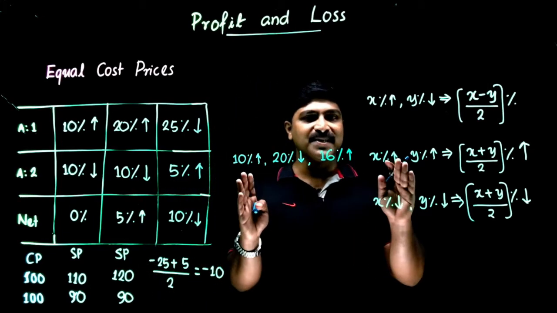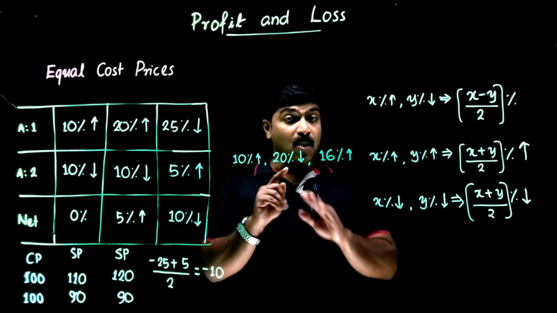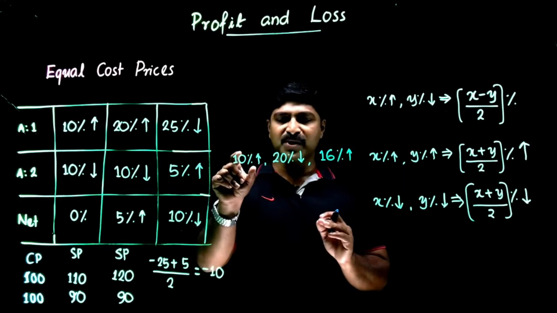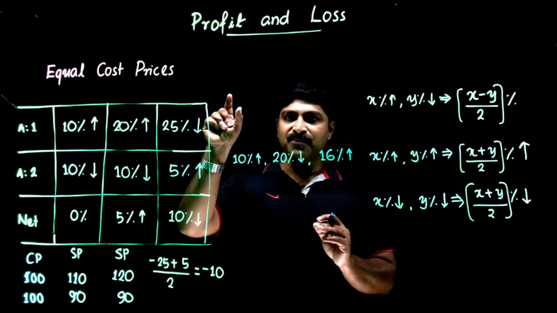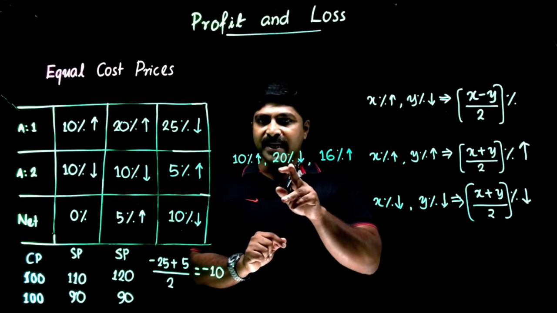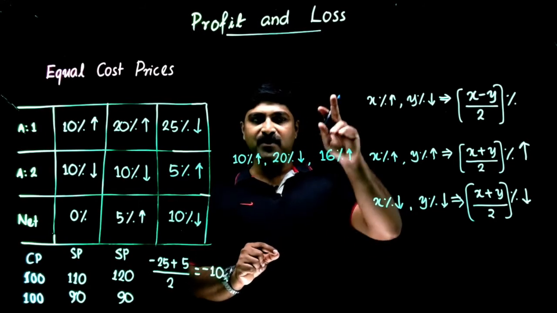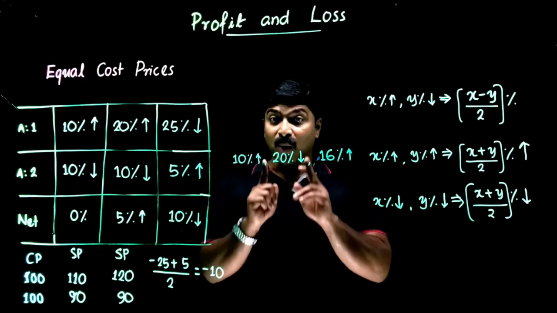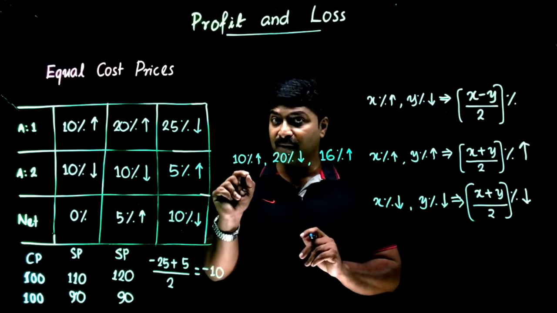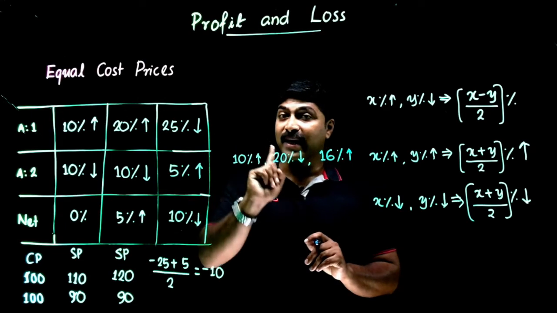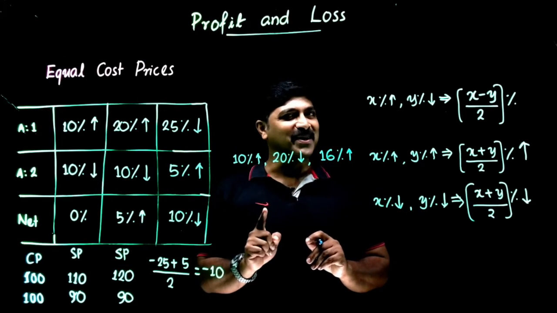Consider there are 3 such articles. All the cost prices are equal. The first product made a profit of 10%, the second product incurred a loss of 20%, and the third product again made a profit of 16%. What will be the net effect? Don't forget, cost prices are equal. That's a very important point.